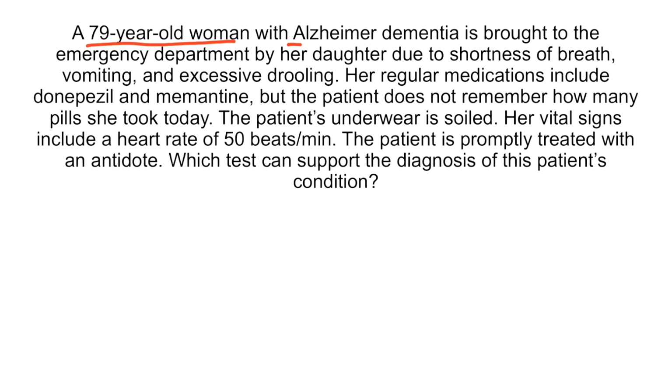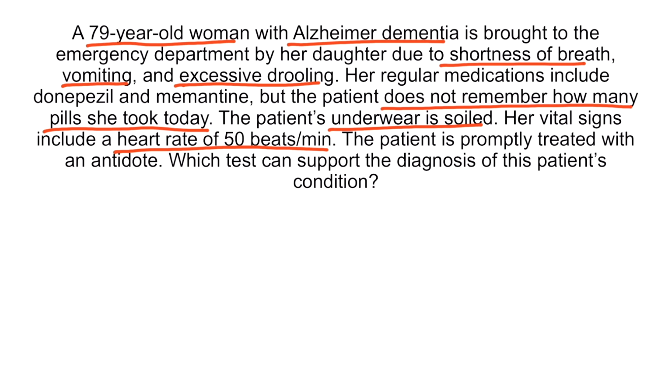This elderly woman with Alzheimer's dementia presents with shortness of breath, vomiting, and excessive drooling. Her underwear is soiled. Her vital signs include a heart rate of 50 beats per minute. Hypersecretion and bradycardia suggest poisoning with an acetylcholinesterase inhibitor. This patient takes donepezil, an acetylcholinesterase inhibitor, and she does not remember how many pills she took today. Therefore, she likely overdosed on donepezil.